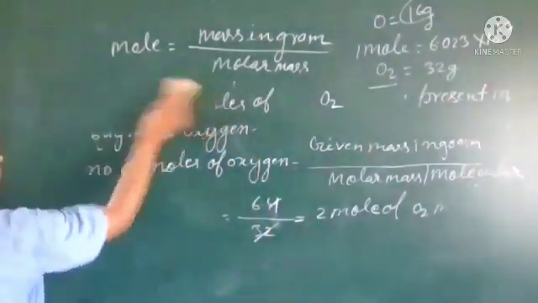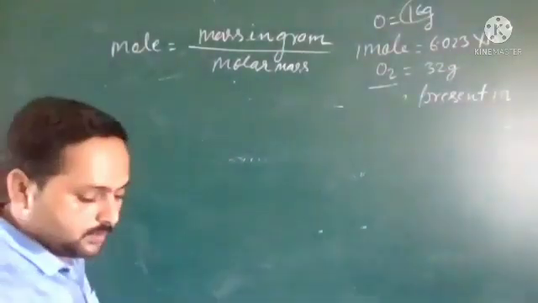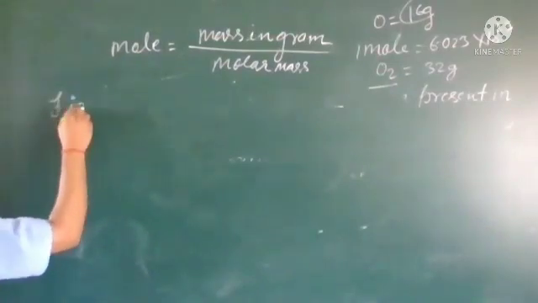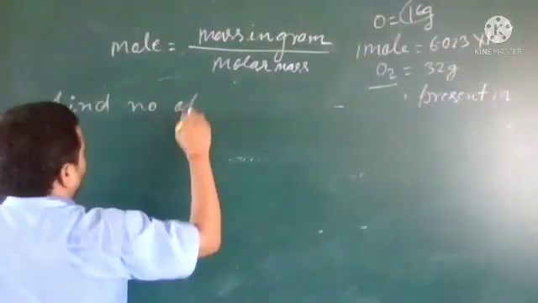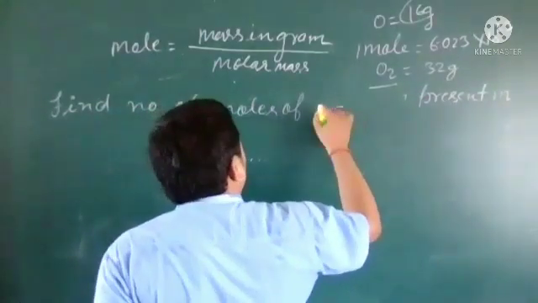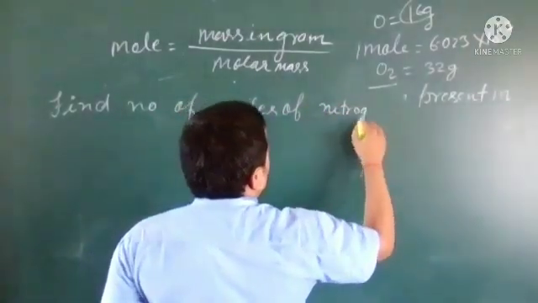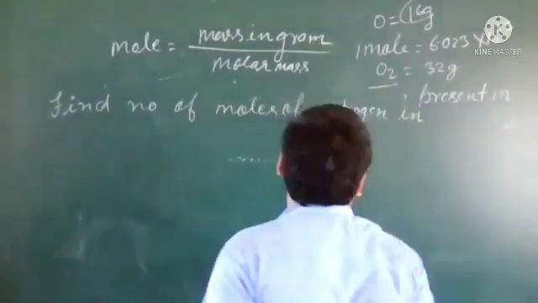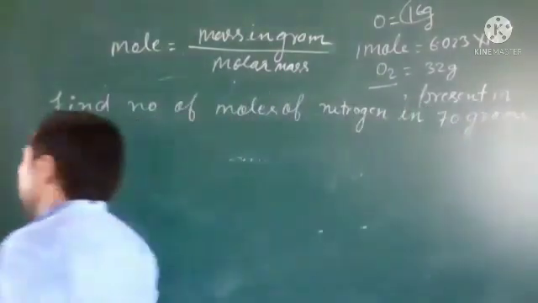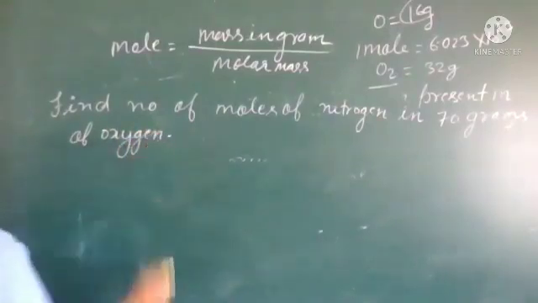One more question I'm adding here. Just find number of moles of nitrogen in 70 grams of nitrogen. Got it?